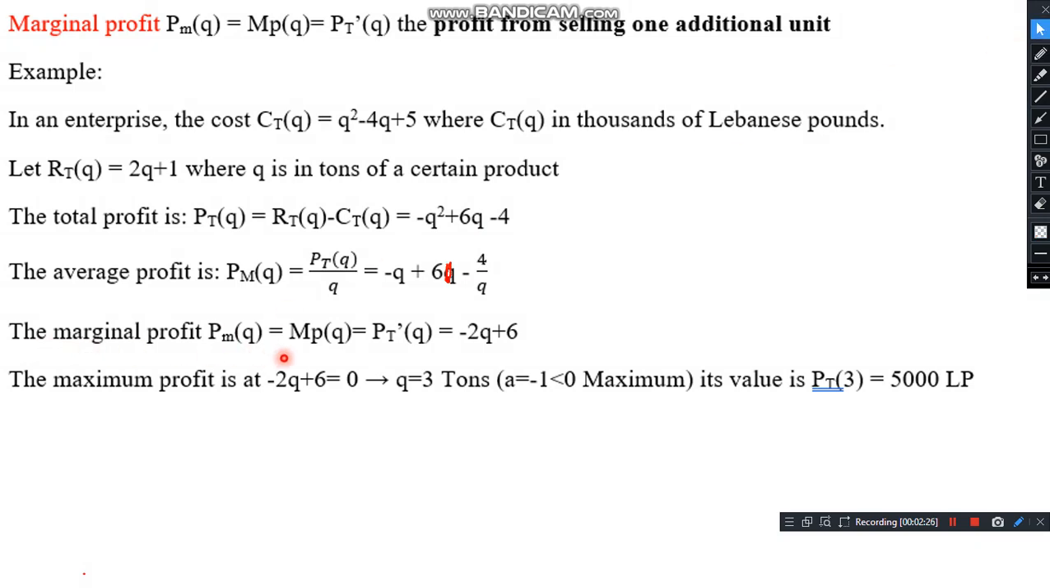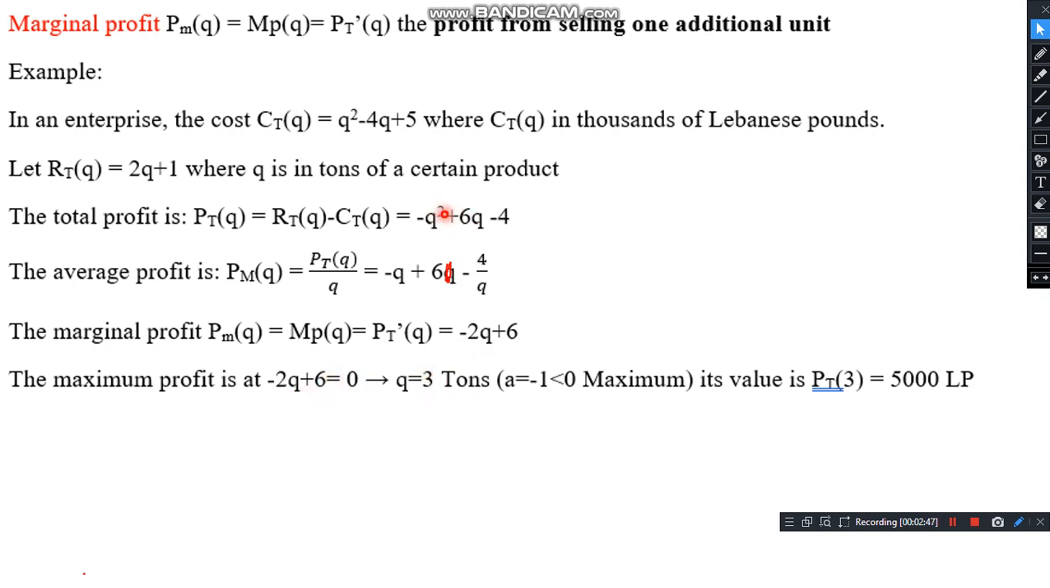And if I want the marginal profit, I do the derivative of the profit. So this is the profit here, I do the derivative, so minus 2Q plus 6. And if I want the maximum profit, I equate this to 0. Minus 2Q plus 6 equal to 0. Q will be equal to 3 tons. And this is a maximum.